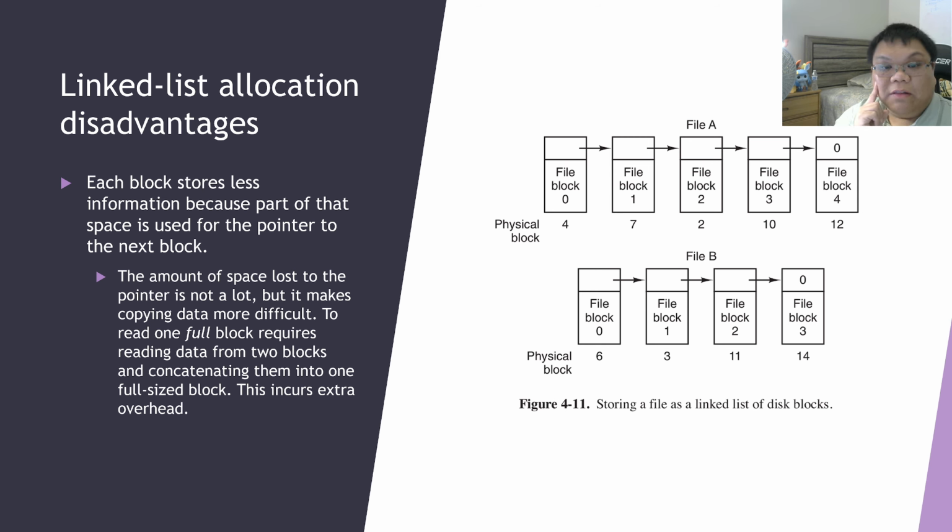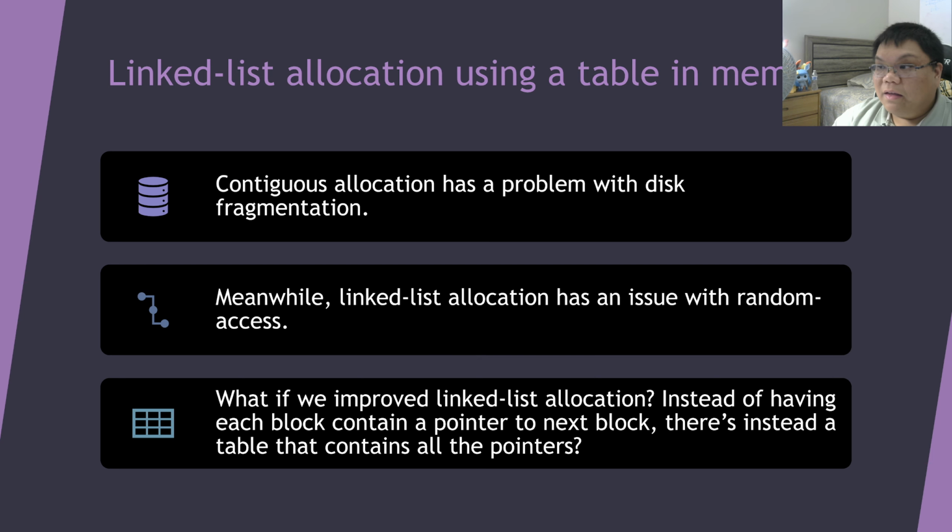Where do we store this table? Let's just say we store this table in memory first. So this is an improvement on linked list allocation. Instead of each block containing a pointer to the next block, we have a table of pointers in memory.